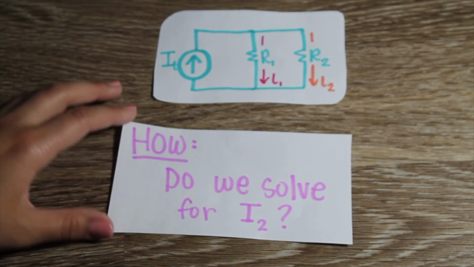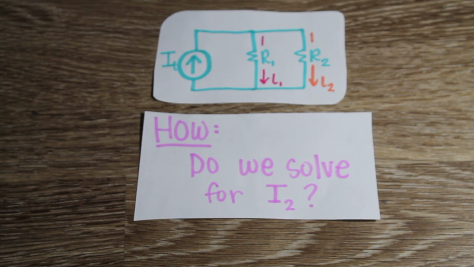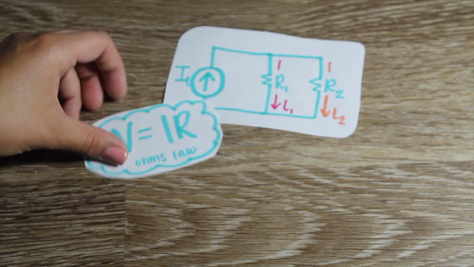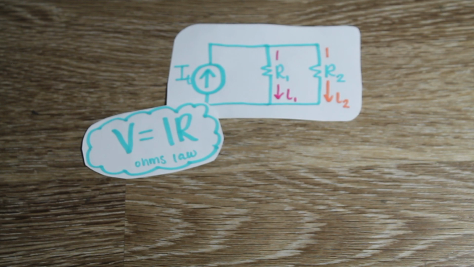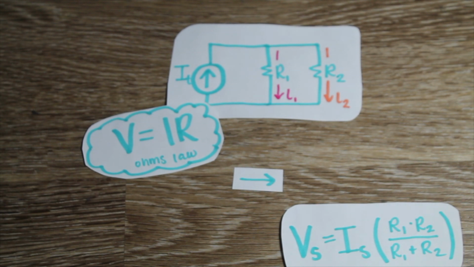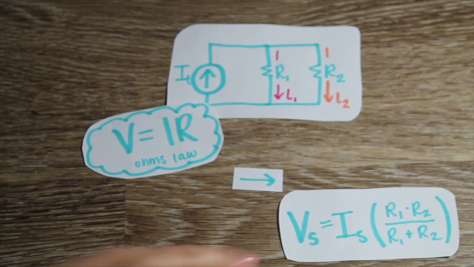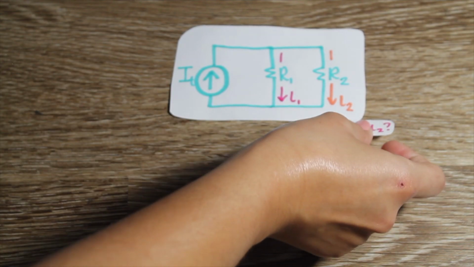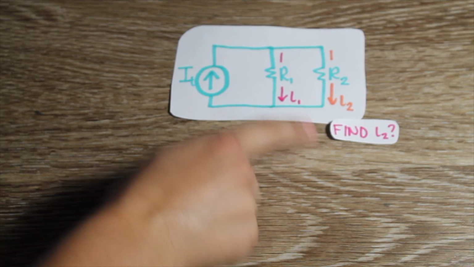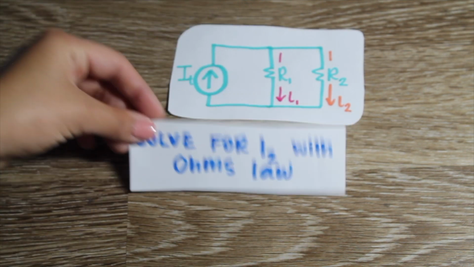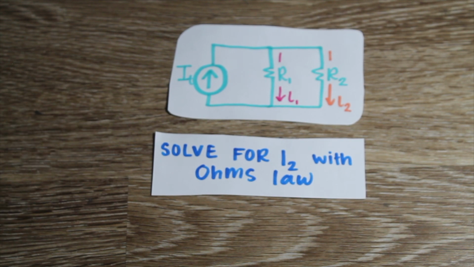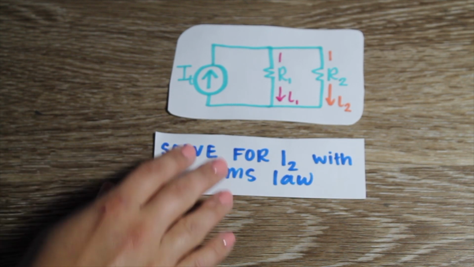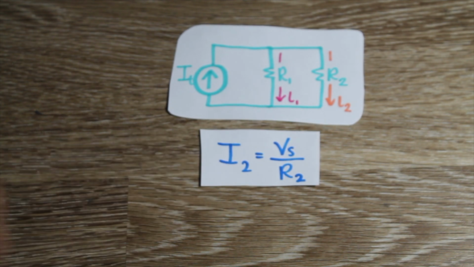How do we solve for the current through the second resistor? We're going to use Ohm's law. So we can write this with our variables, with our total resistance, as Vs equals the current Is multiplied by the total resistance found. How do we find the current through the second resistor? We solve for the current I2 with Ohm's law. I2 equals Vs over the second resistor.